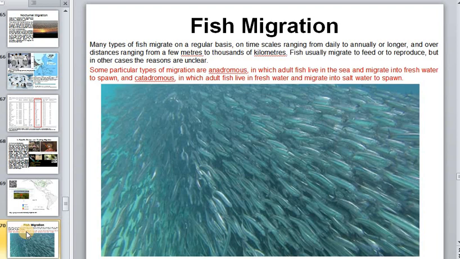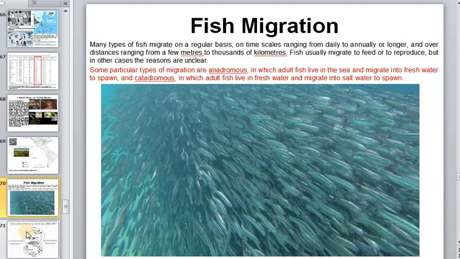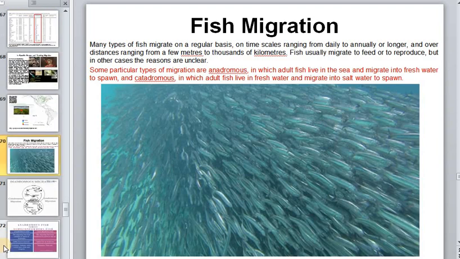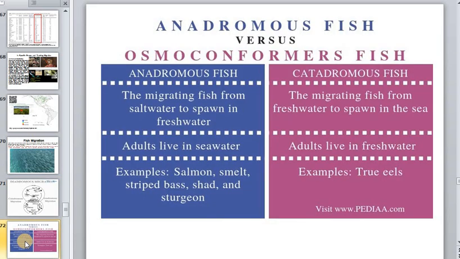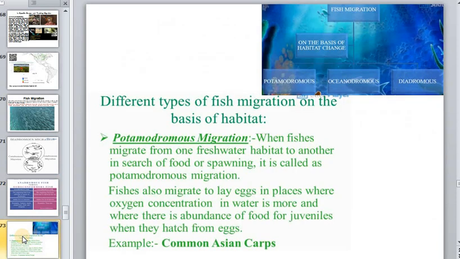Some particular types of migration are anadromous, in which adult fish live in the sea and migrate into fresh water to spawn, and catadromous, in which adult fish live in fresh water and migrate into salt water to spawn. And here we see this kind of catadromous migration and anadromous migration. And here it is just describing what this is.